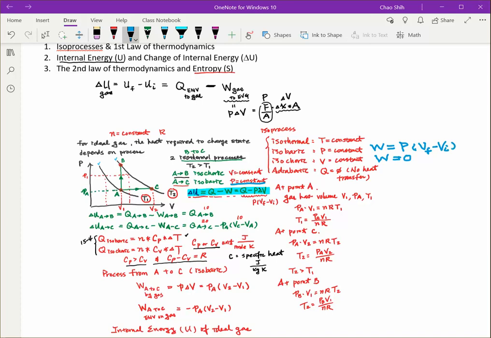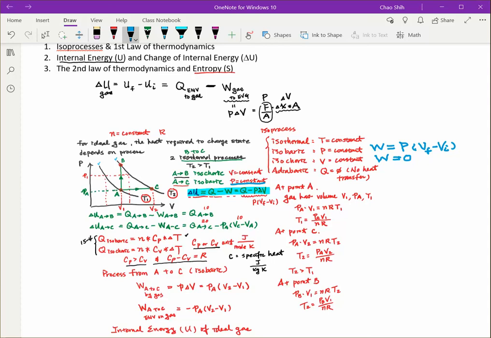By looking at the graph, this one is going to be V2 minus V1. It might have a different value, but you can read the value from the PV diagram and simply put the value into the equation and you can find out the work. Again, this work is the work done by the gas to the outside. So it's gas on environment.